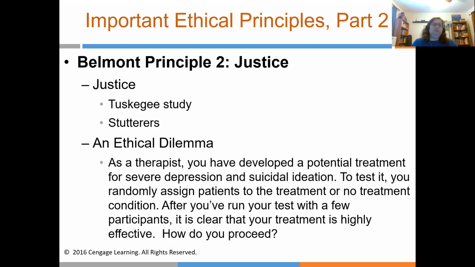So let's talk about a potential ethical dilemma. As a therapist, you've developed a potential treatment for severe depression and suicidal ideation. To test it, you randomly assign patients to the treatment or no treatment condition. After you've run your test with a few participants, it is clear your treatment is highly effective. How do you proceed? Are you going to give the treatment to everyone? Are you going to continue to study? Are you going to do some sort of wait list? Can you afford to do a wait list? Okay.